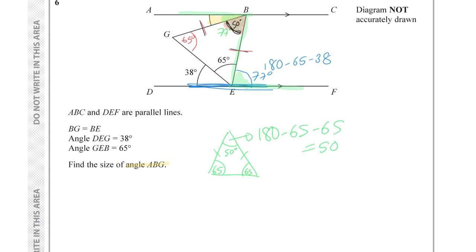We know the whole angle itself is 77. So that means angle ABG is equal to 77 minus 50, which gives you 27 degrees. That's your final answer.